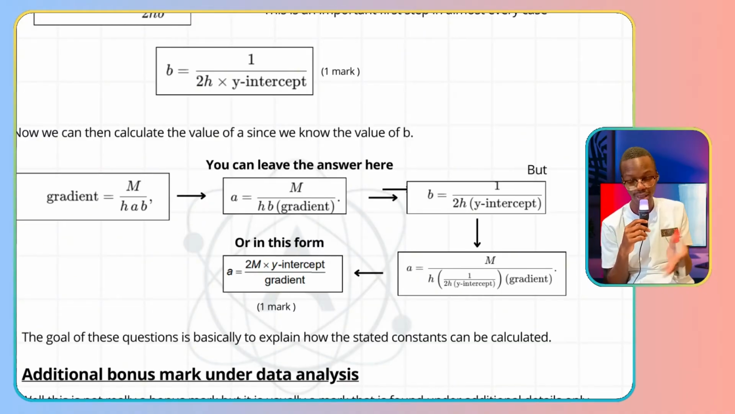2 times the y-intercept times the gradient. That flips, you have 2m times y-intercept over the gradient. But there's an alternative format of expressing a. It doesn't matter as long as you have a is equal to something and b is equal to something, right?